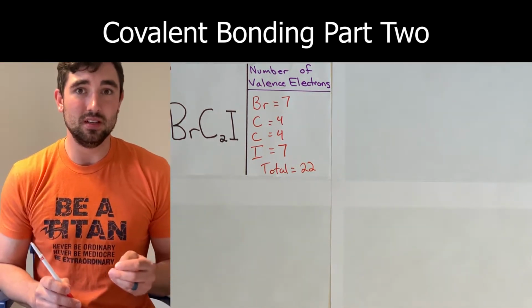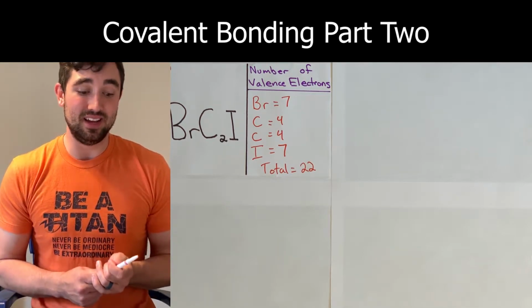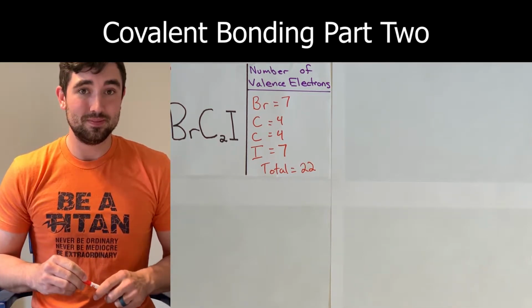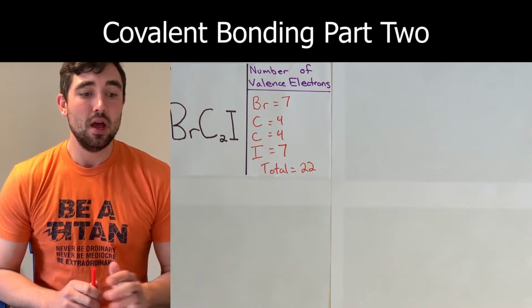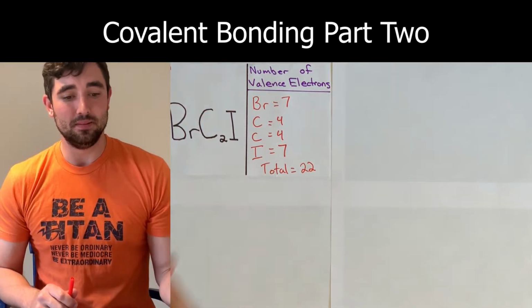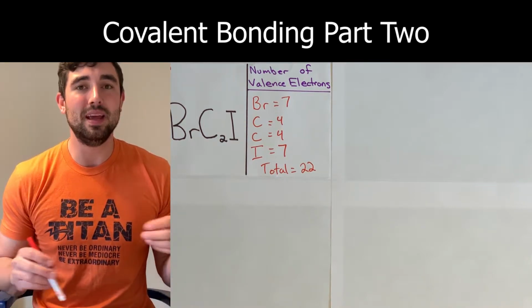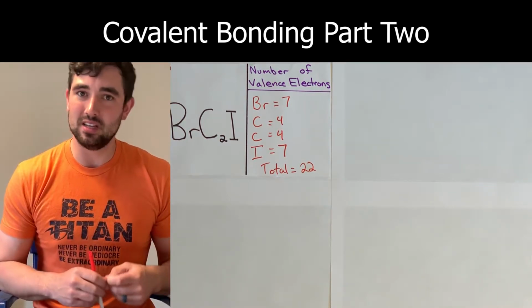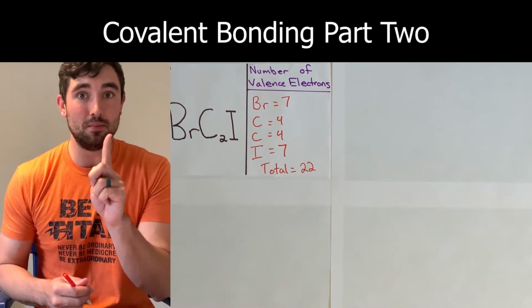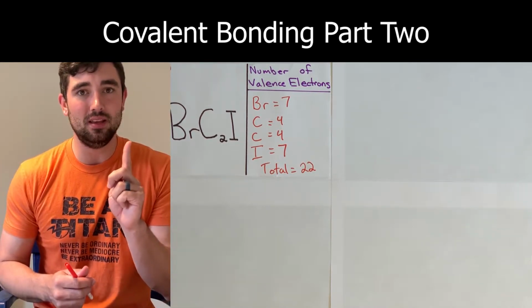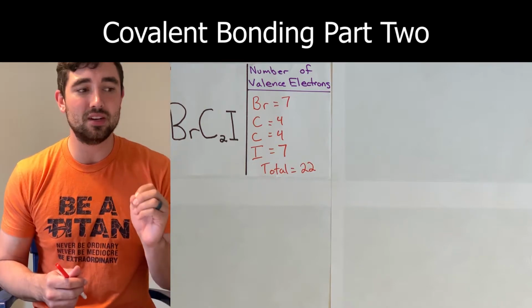Now that we have our 22 valence electrons, we need to start off by identifying the central atom. Well, this gets a little more tricky. Looking at bromine and iodine, they have 7 electrons. The only thing they're ever going to do is make a single bond. They're not going to make double bonds or triple bonds because they only need 1 more electron. So you just start looking at these in terms of what do they actually need.